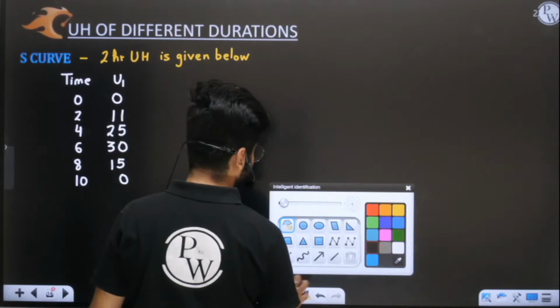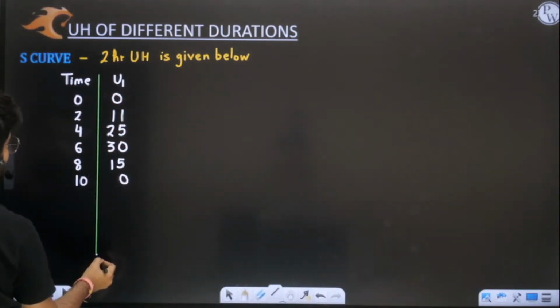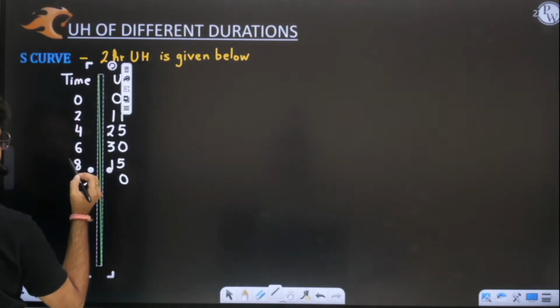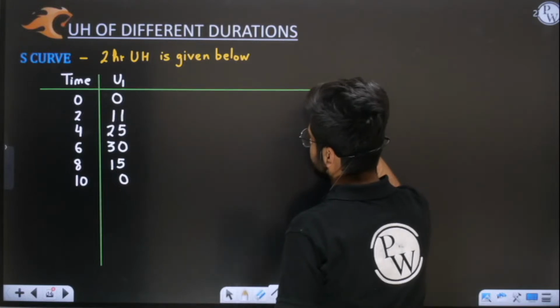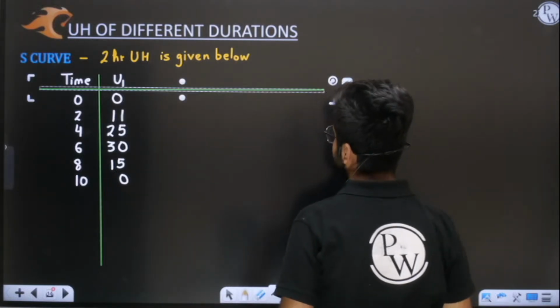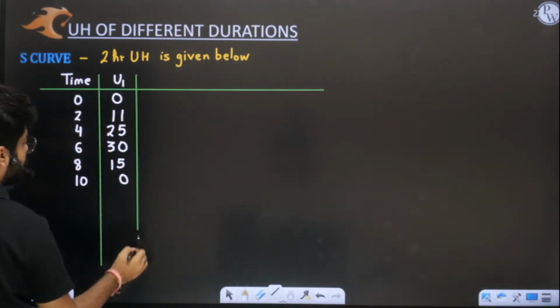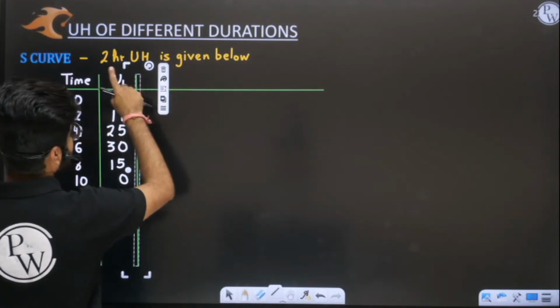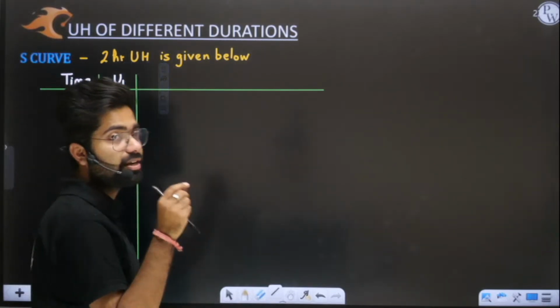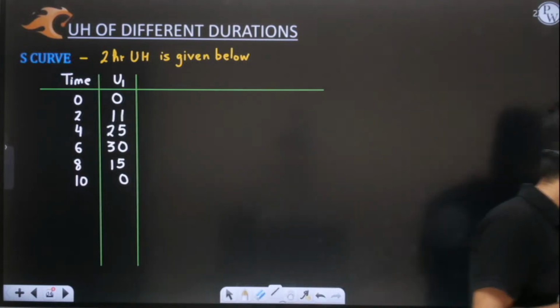Now you need to understand, this is a 2 hour unit hydrograph only. If I look at this unit hydrograph very closely, rainfall has happened only for 2 hours.